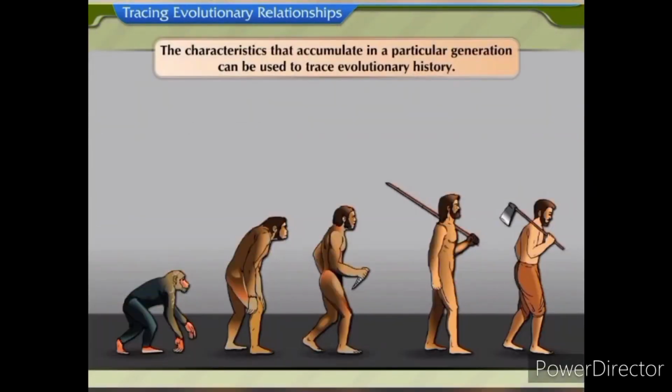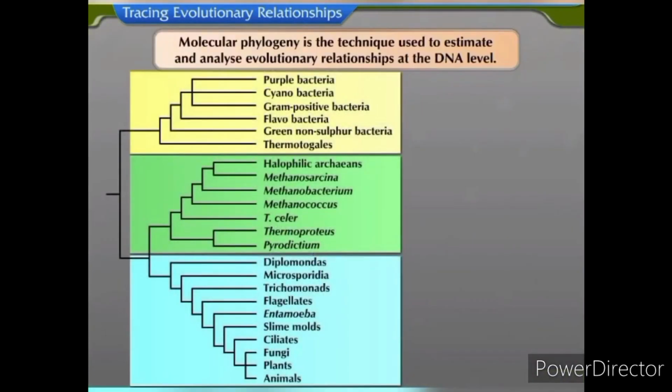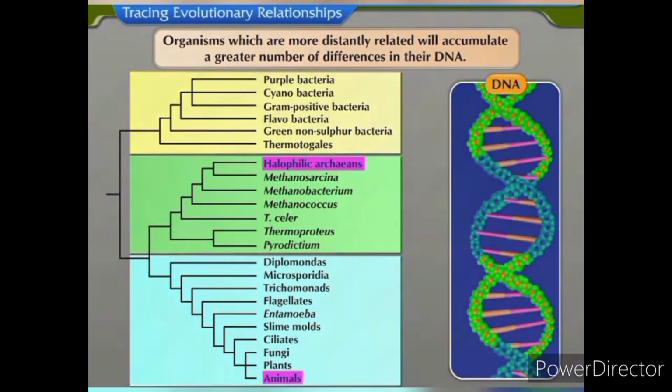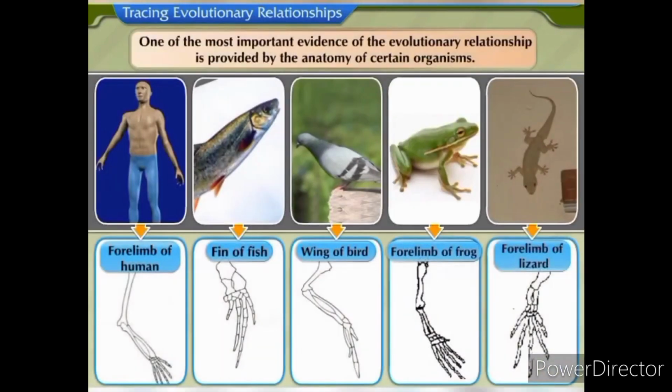The characteristics that accumulate in a particular generation can be used to trace the evolutionary history. Molecular phylogeny is the technique used to estimate and analyze evolutionary relationships at the DNA level. The idea is that organisms which are more distantly related will accumulate a greater number of differences in their DNA. One of the most important evidences of the evolutionary relationship is provided by the anatomy of certain organisms.